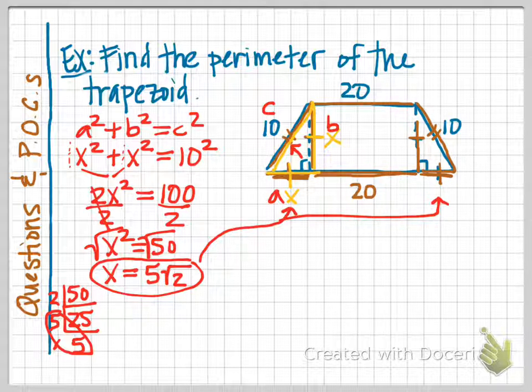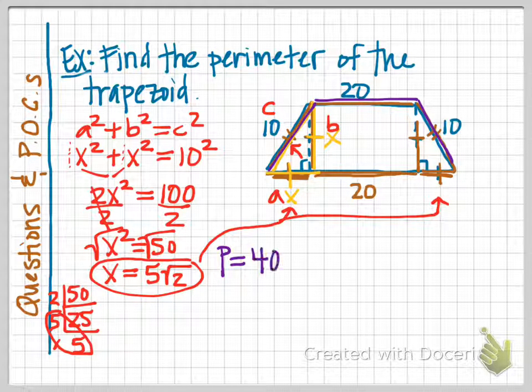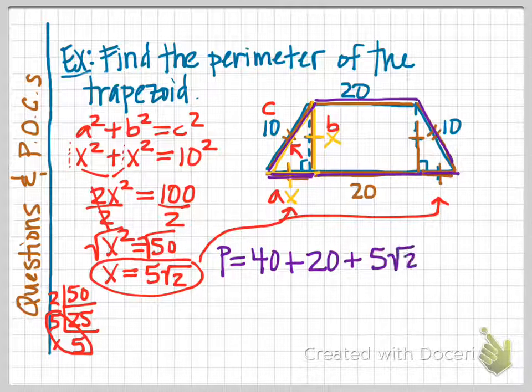So now we've got all the pieces we need for our perimeter. Let's go ahead and add it all up. So our perimeter is going to be equal to, we've got the 10, the 20, and the 10 that we started with. That's 40. Plus we've got this 20 on the bottom. Plus we've got 2 of these x's, which are both 5 square root of 2. So we've got 5 square root of 2 plus another 5 square root of 2, or you could do 2 times 5 square root of 2. That will give you the same answer.